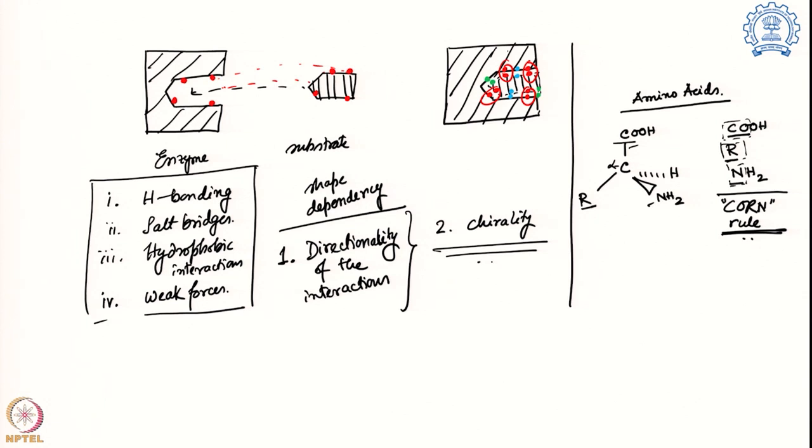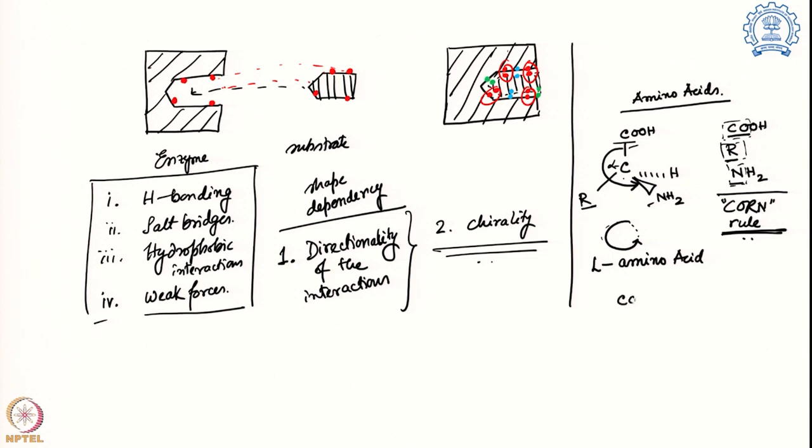where I am putting the hydrogen on the backside in a tetrahedral geometry showcasing the alpha carbon. And over here you can see carboxylic acid, R group and amine group. How am I moving? I am moving like this. So it is a left hand motion. So that is why it will be called an L amino acid.